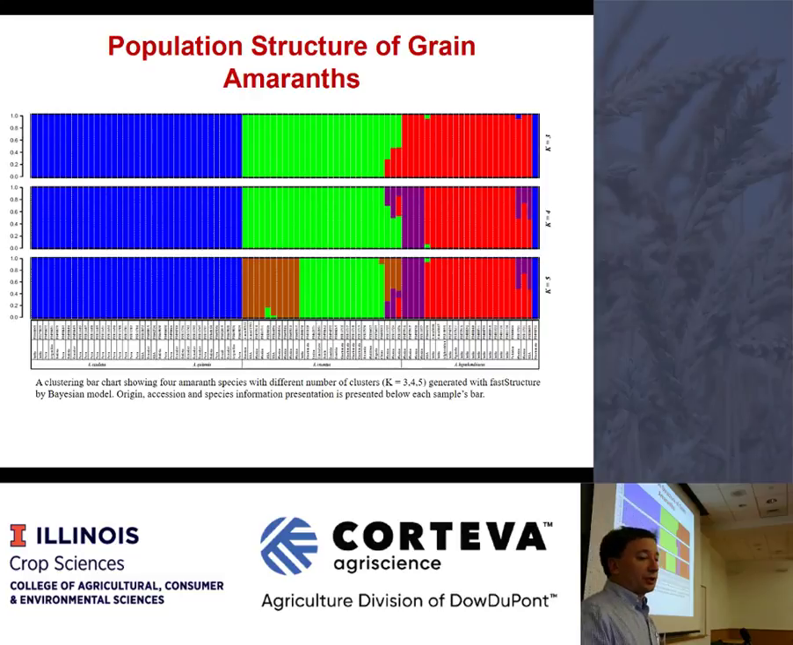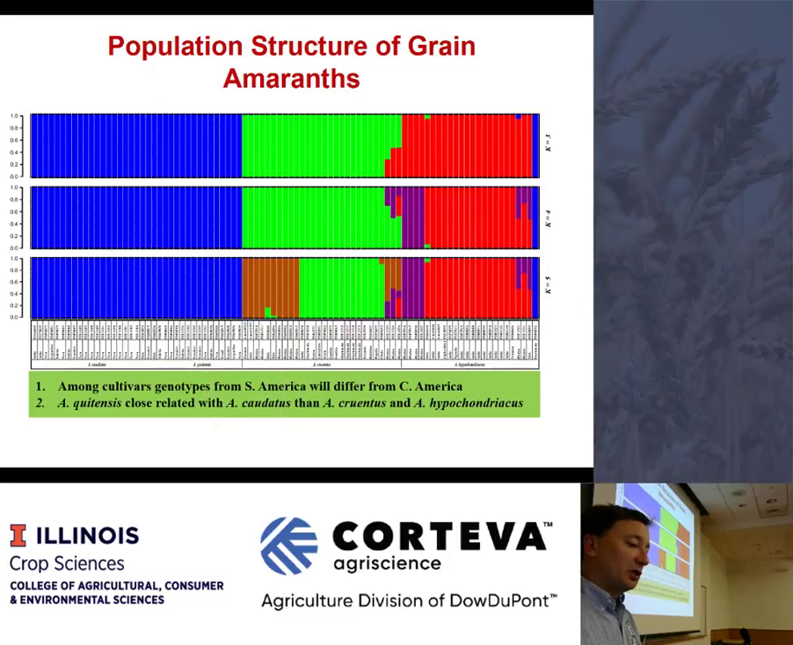This is a population structure with the same color coding, and we have at different levels of population substructure more and more separation of those that are Mesoamerican from those that are South American in terms of accessions, and some small grouping within the Hypochondriacus that might show some subpopulation structure. This was all necessary for doing GWAS because we need to know the population structure and the kinship matrix to evaluate any associations that we might find.